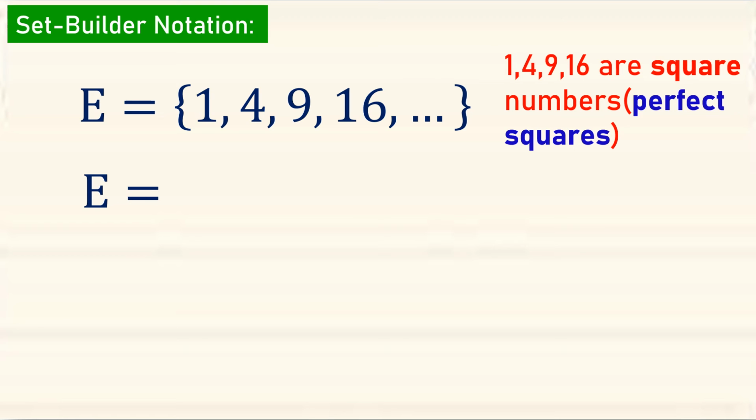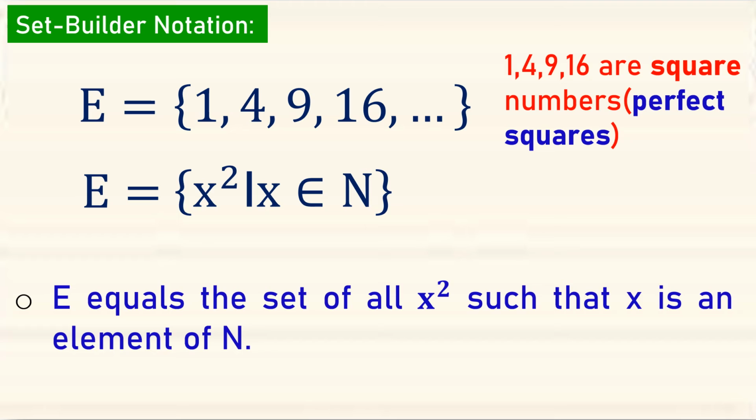So we have E is equal to the set of all x squared such that x is an element of n. So we are going to square the counting numbers. It is read as E equals the set of all x squared such that x is an element of n.